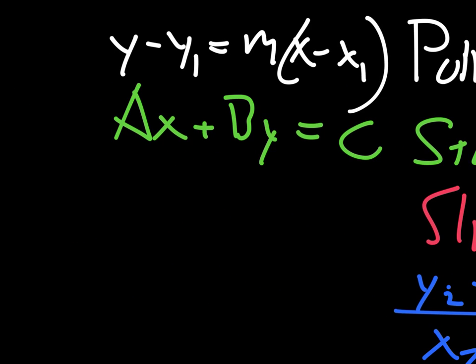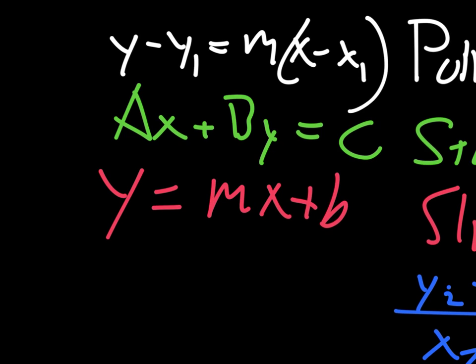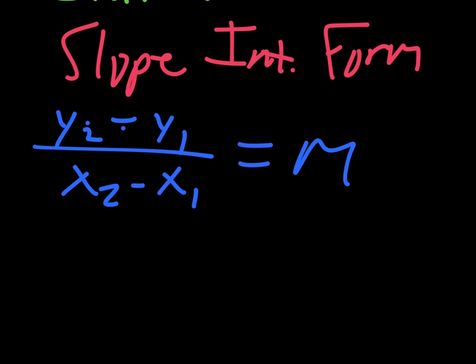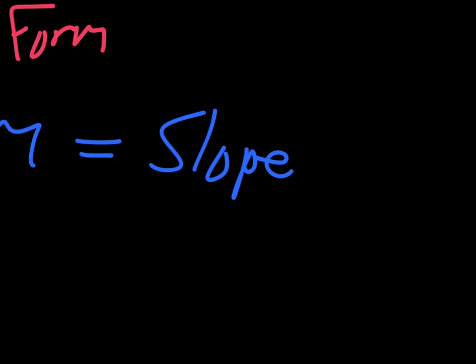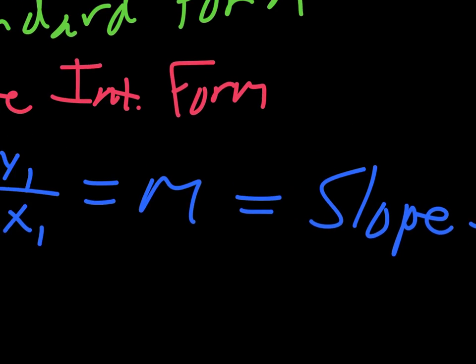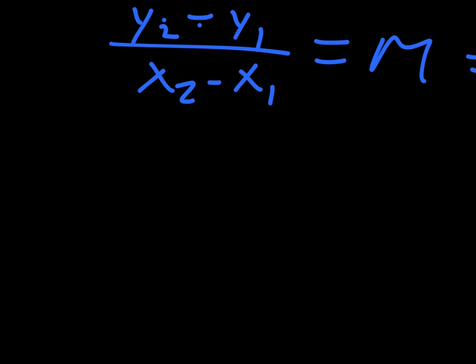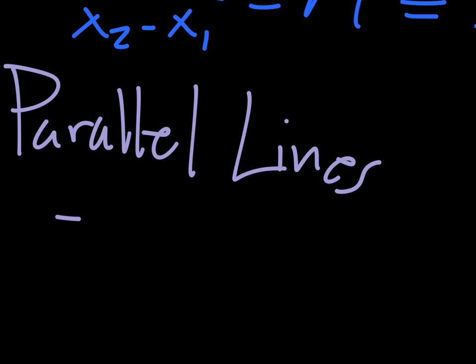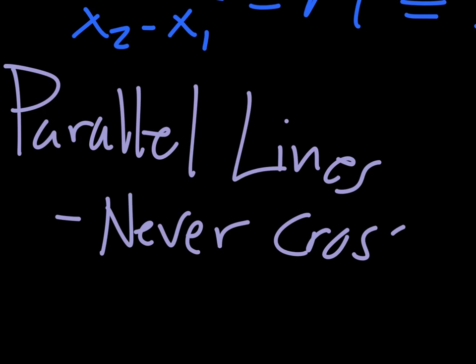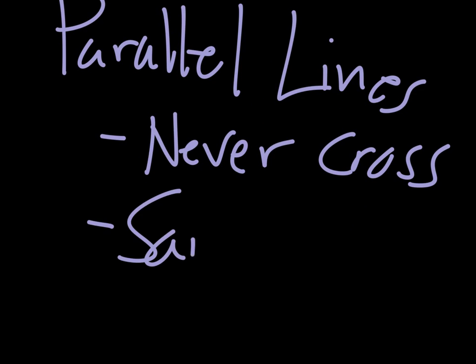We know the slope-intercept form is this one. y equals mx plus b. We know that y2 minus y1 divided by x2 minus x1 equals m. We know that m equals slope, which is equal to rise over run. What else do we learn? Oh, parallel lines, we know that they never cross, and they have the exact same slope.